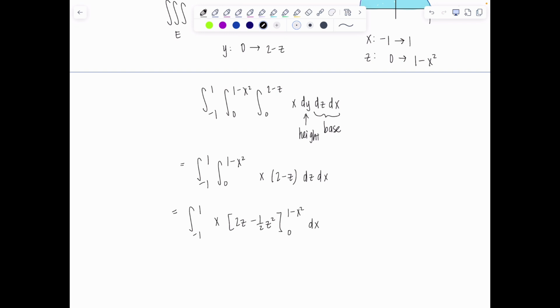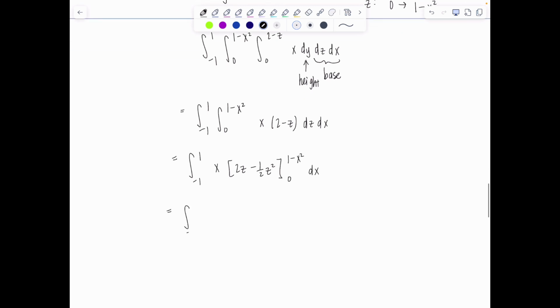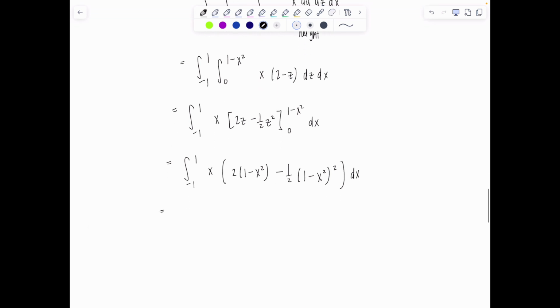Good. Perfect. Then this is going to be the integral from negative 1 to 1 of x times 2 times (1 minus x squared) minus 1/2 times (1 minus x squared) squared, dx. Okay. Negative 1 to 1 of x times 2 minus 2x squared minus, let me see, this is going to be 1 minus 2x squared plus x to the 4th. And then it's all times this negative 1/2, right? So minus 1/2 plus an x squared minus a 1/2 x to the 4th. Is that right?